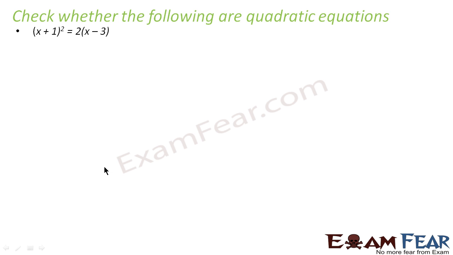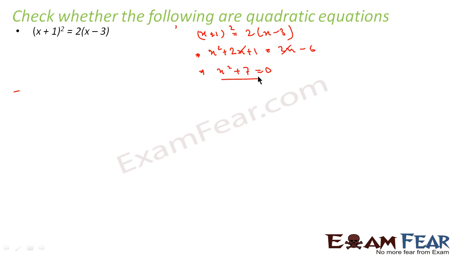The first thing is (x plus 1) square is equal to 2 into (x minus 3). So if you see this equation, let's try to solve. Let's solve this. (x plus 1) square is nothing but x square plus 2x plus 1. That is equal to 2x minus 6. 2x cancel. What will we get? x square plus 7 is equal to 0.